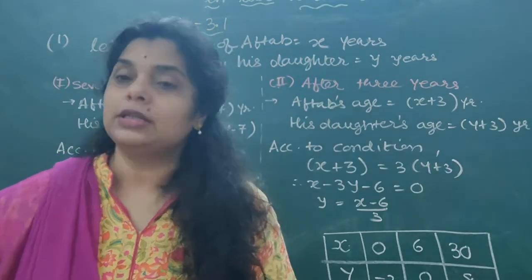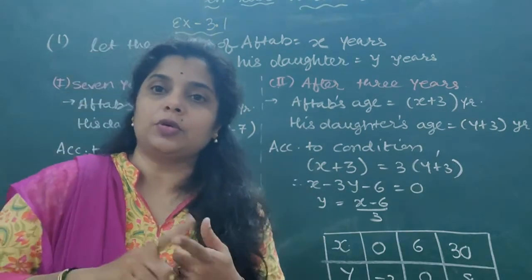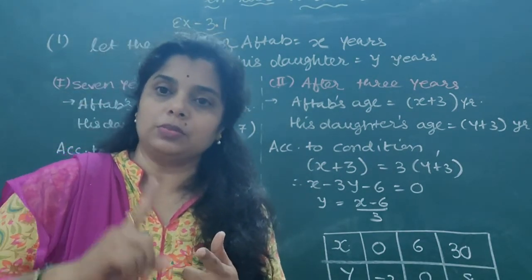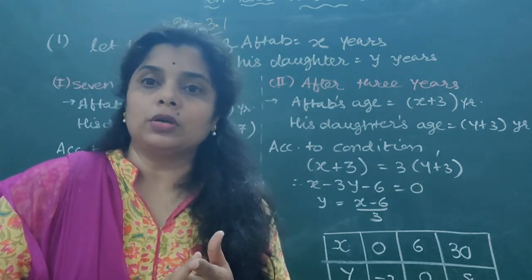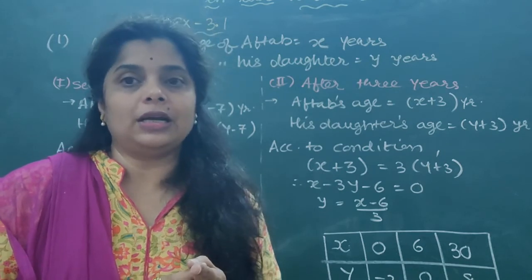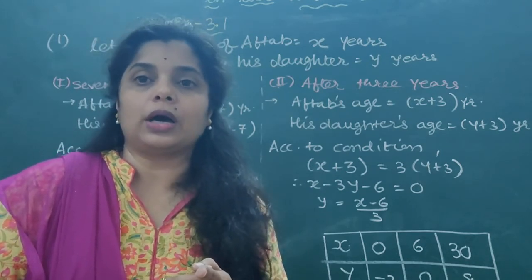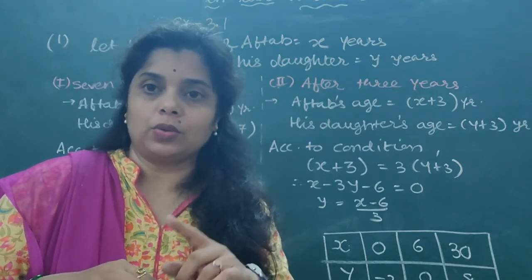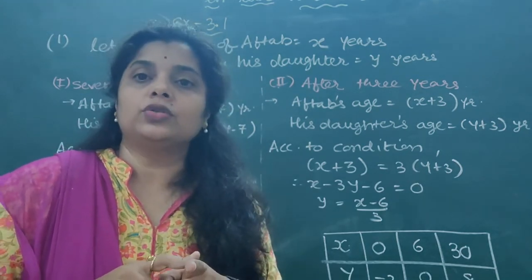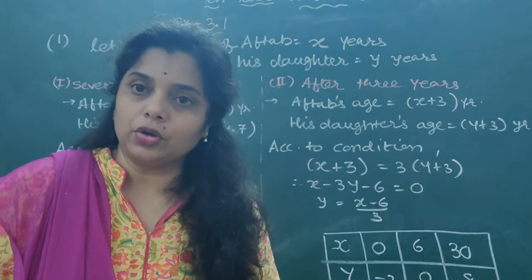So as yesterday we have seen that there are 3 possibilities. Either you get an intersecting point, means unique solution, or you get parallel lines, or coincident lines. So either intersecting, parallel, or coincident. So the graph you have to plot on your own.